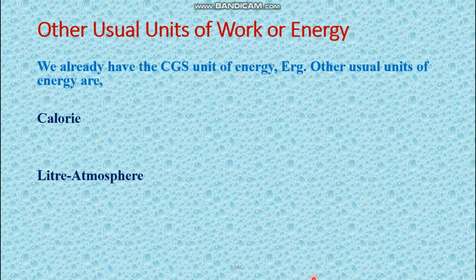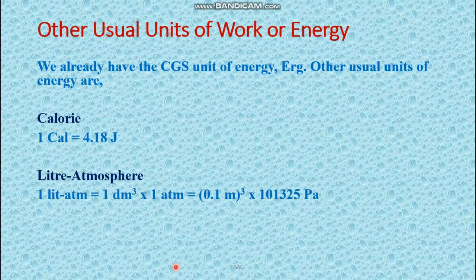Other units of work and energy are calorie and liter atmosphere, and we already have the CGS unit of energy, which is erg. What about them? 1 calorie is 4.18 joule, while 1 liter atmosphere is 1 decimeter cube. That means 1 liter into 1 atmosphere. And we know 1 atmosphere means 101325 Pascal, and 1 decimeter cube means 0.1 meter whole cube.